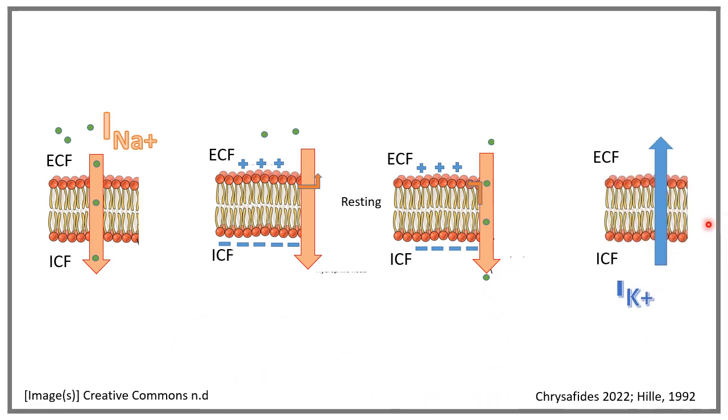another channel can be activated, and that's the potassium channel. Now, potassium has a greater concentration on the intracellular side relative to the extracellular side. So if we drew potassium as little purple circles on the intracellular side, we would have a lot of potassium on the intracellular side, and we would have just a few on the extracellular side.